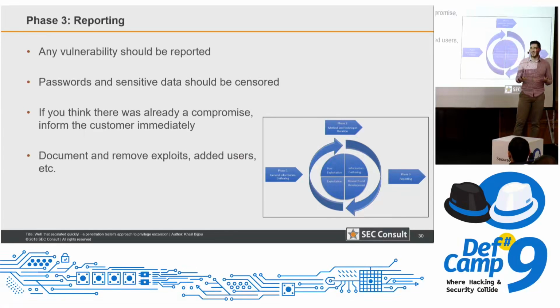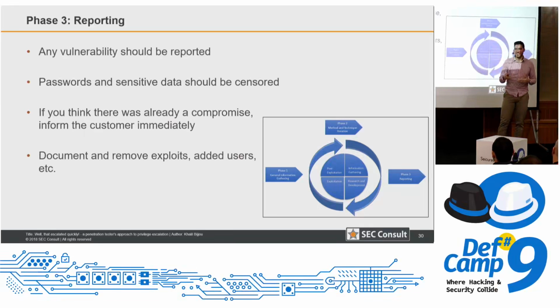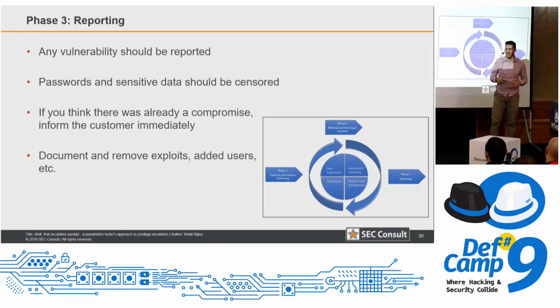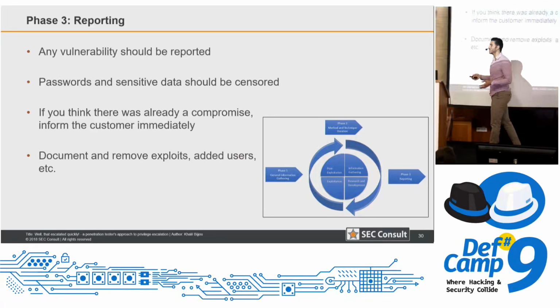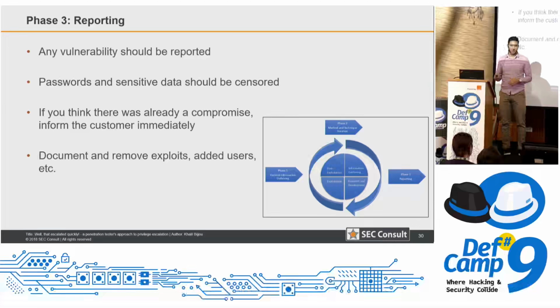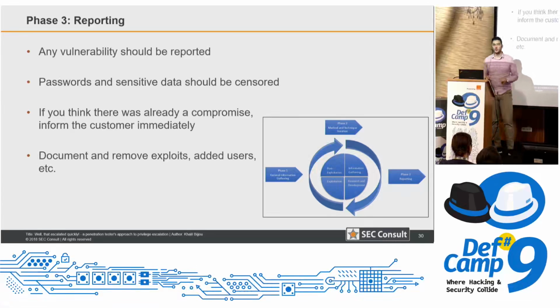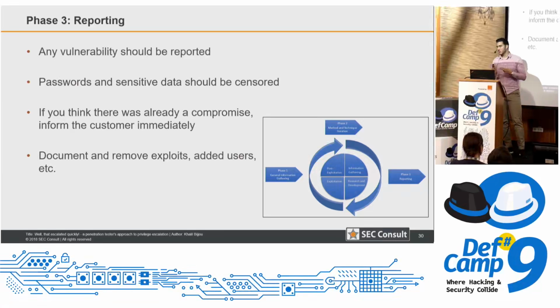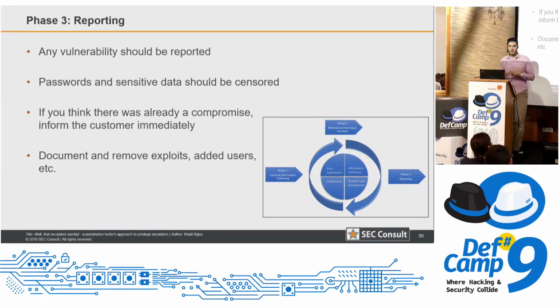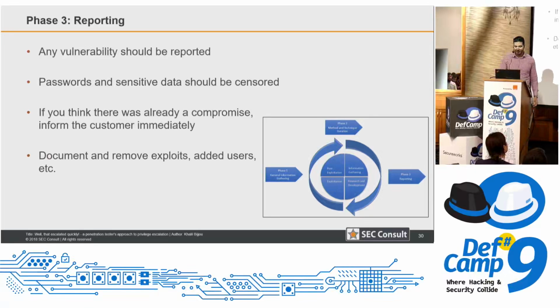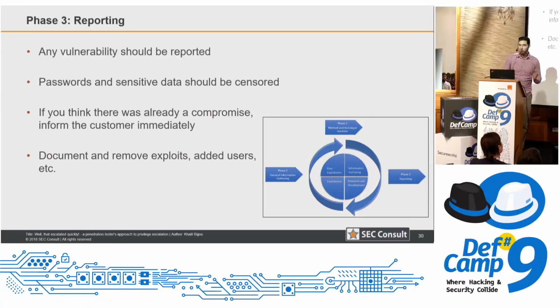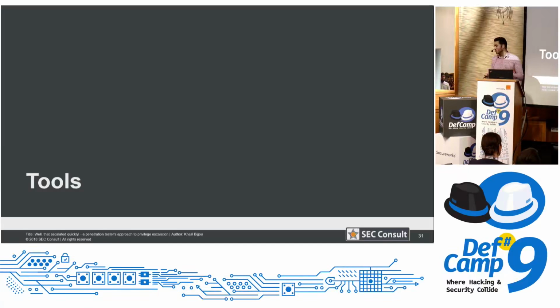Also, sometimes you get access to a system and notice, hey, someone else was already on the system, like there was another exploit already in some folder or something like that. If this is the case, you should immediately contact the customer and discuss how to proceed. And also, always document all the exploits that you used and the users that you added, because they should be removed. And if you can remove them yourself, then this would be the best case. So this is the approach. There are some tools which we can use to simplify the approach.